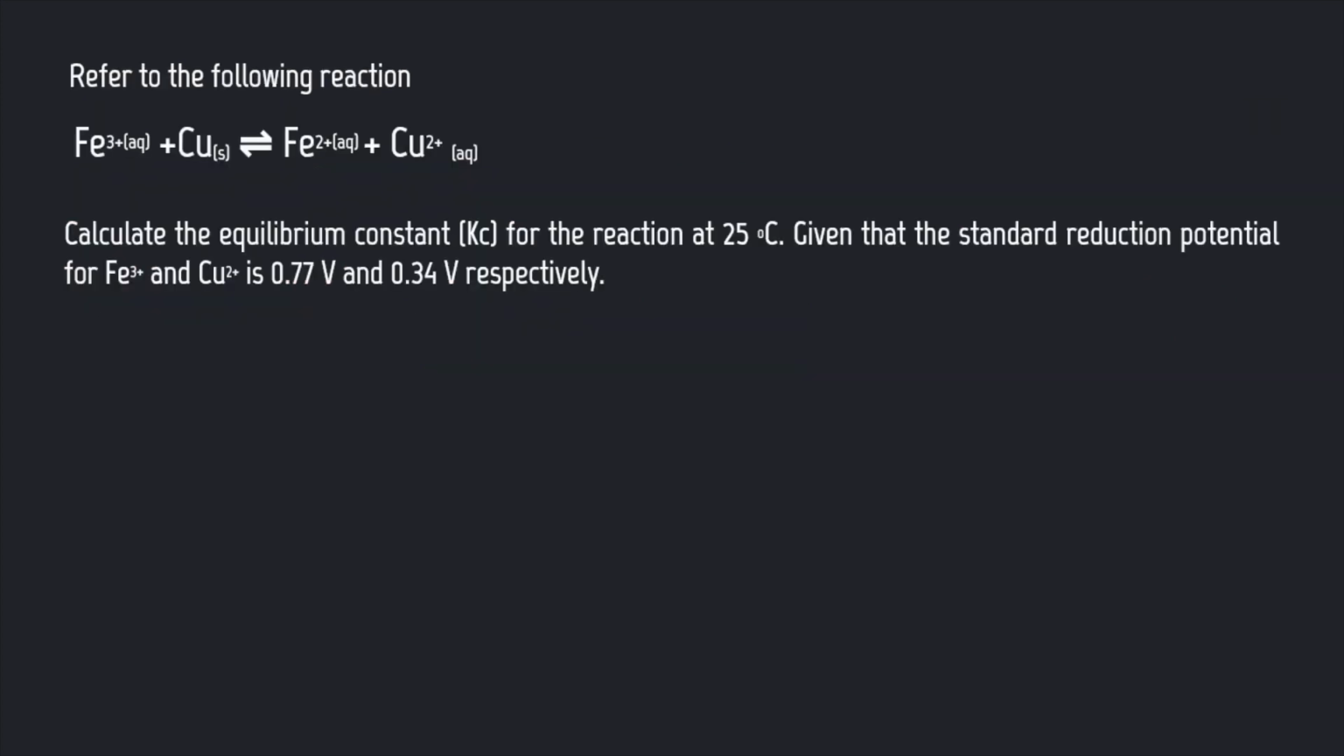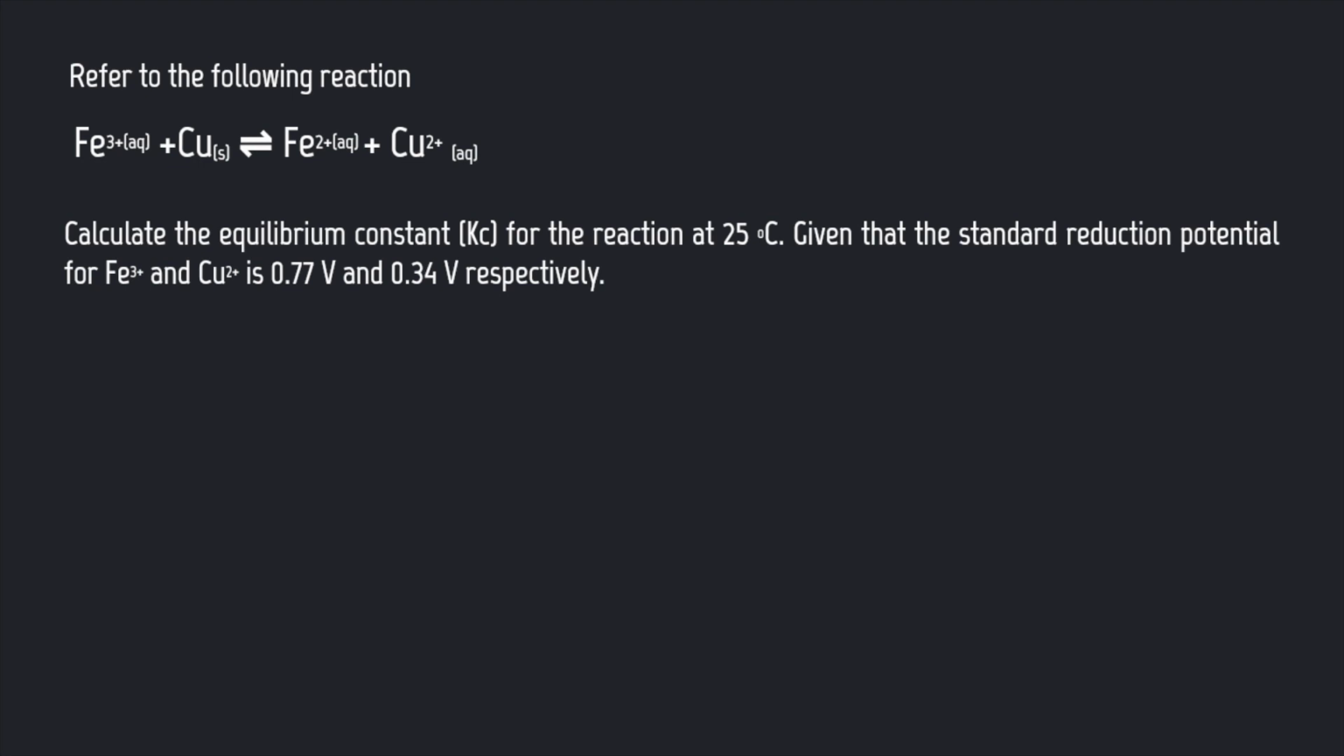Alright, moving on to question number 3. Refer to the following reaction. Calculate the equilibrium constant Kc for the reaction at 25 degrees Celsius, given that the standard reduction potential for Fe3 plus and Cu2 plus is 0.77 volt and 0.34 volt respectively.